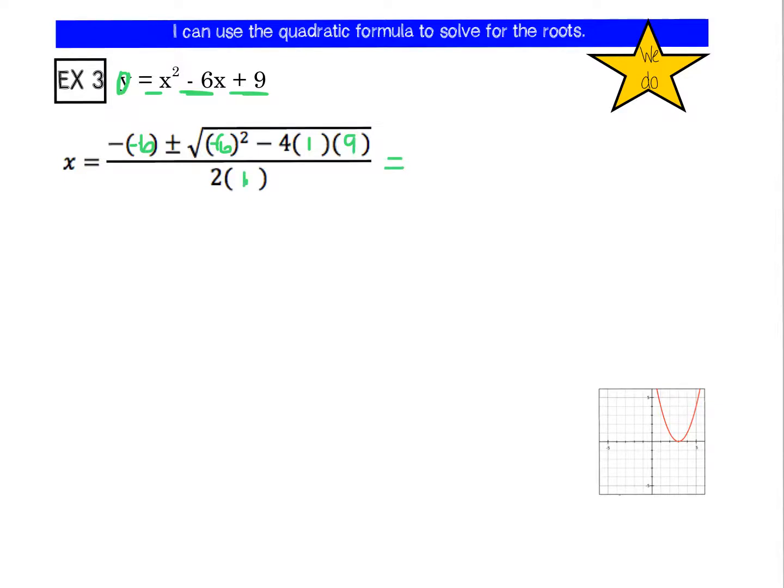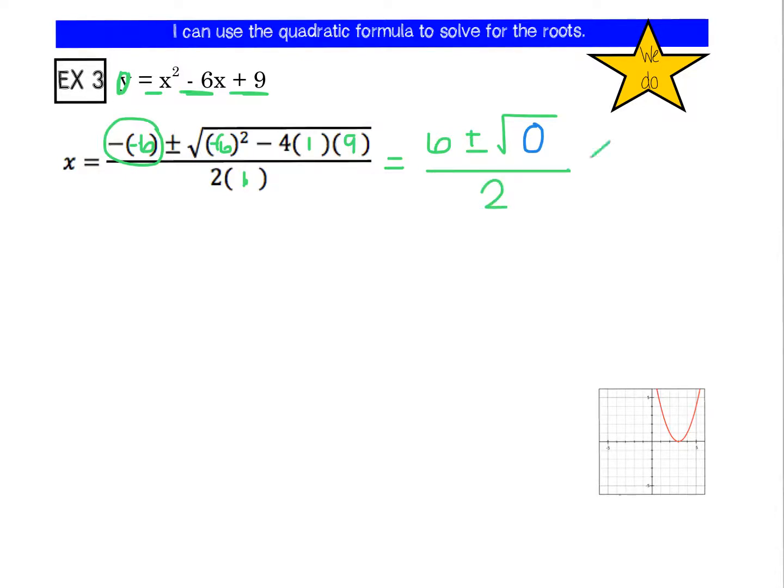All right, so how many solutions do I have? I'm going to simplify this. The opposite of negative 6 is 6, plus or minus the square root. And I'm going to square negative 6, subtract 4 times 1 times 9. And when I do that, I end up with 0 all over 2.